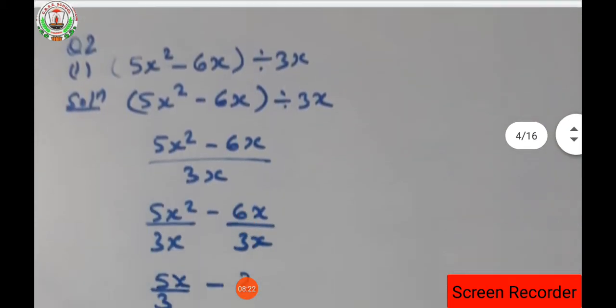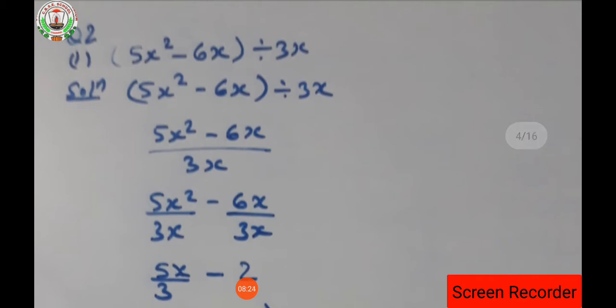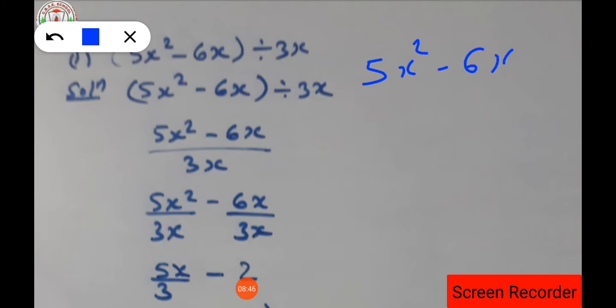Clear? Now what is said in question number 2? In question number 2 it is said that you have to simply divide the polynomial by the monomial. Polynomial means more than 3 terms we are having, and monomial means only 1 term we have, isn't it? Now we have to divide it. As I explained to you beforehand, we have to separate the numerator with the denominator and then we have to provide the division, isn't it? Now let's see how to separate the numerator with the denominator.